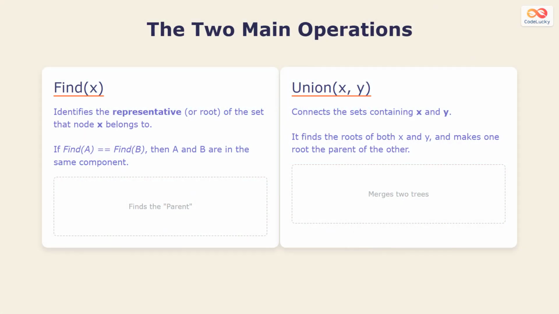The find operation takes a node and tells us which group it belongs to by returning a representative root. If two nodes return the same root, they are already connected. The union operation takes two nodes and merges their respective groups together, effectively connecting them.